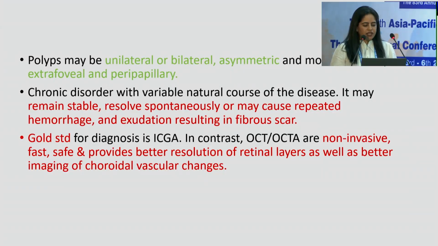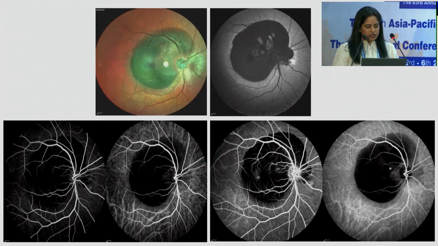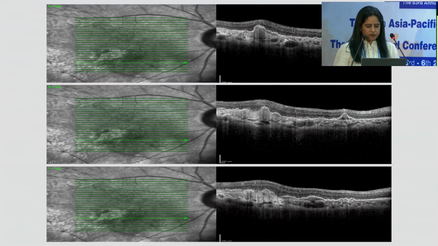Gold standard for the diagnosis is ICGA. In contrast, OCTA is non-invasive, fast, safe, and provides better resolution. Here's a patient, 37-year-old, presented with hand movement vision. As you can see, a hemorrhagic polyp was seen, hemorrhagic PCV, and FFA and ICG images are shown with polyp leaking just near the fovea. This is the OCT showing notched PEDs, multiple. Thumb-shaped protrusion is also there. Double layer sign can also be seen.